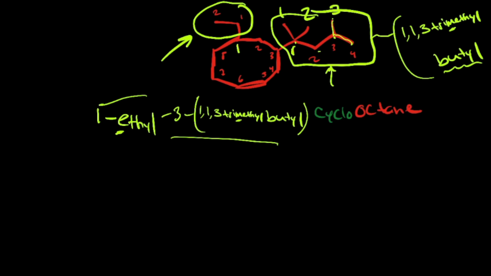Well, that's a complicated molecule, but I think you get it. The 1-ethyl comes from an ethyl group at the 1 position. I've highlighted that in yellow. The 3 comes from the 3 position in the cyclooctane. I didn't highlight that yellow, but you can clearly see the number 3 written in there in that octagon. 3, and then in parentheses, the name of the substituent, 1,1,3 trimethyl butyl, and then close parentheses, and then the root, cyclooctane.